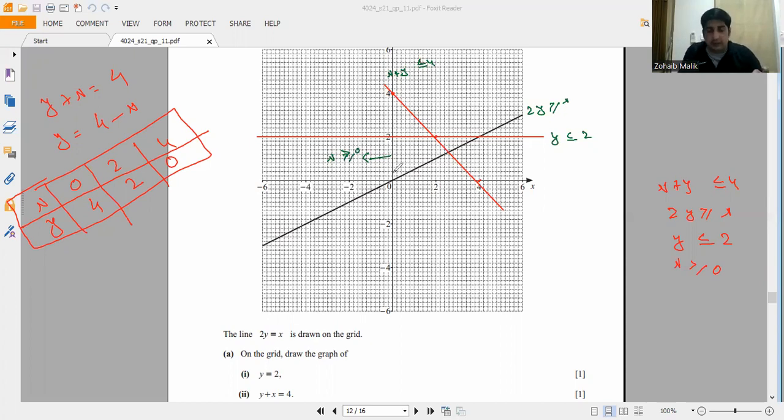अब हमने एक ऐसा एरिया डिफाइन करना है जो कि इसको सेटिस्फाई करता हो. लाइक x प्लस वाई की जो लाइन है ये वाली, इससे हमने नीचे रहना है, और 2y इक्वल टू x वाली लाइन से हमने ऊपर रहना है, और y इक्वल टू 2 की लाइन से हमने नीचे रहना है, और x इक्वल टू 0 की लाइन से आगे रहना है. तो इसका मतलब है here I can find this is the area जो कि इस सबको सेटिस्फाई करता है. So this is the area जो कि हमने शेड कर देना है.